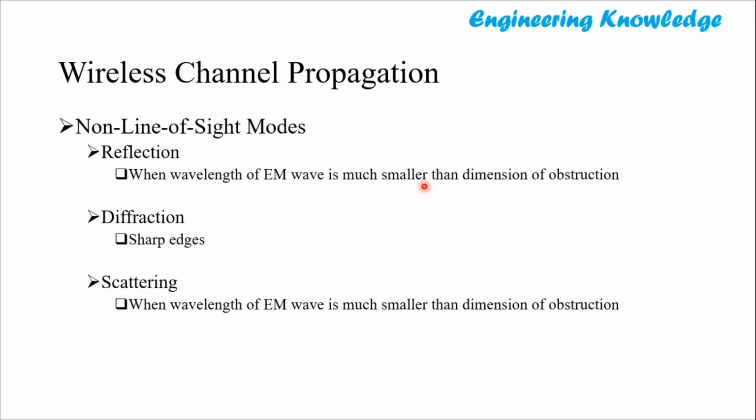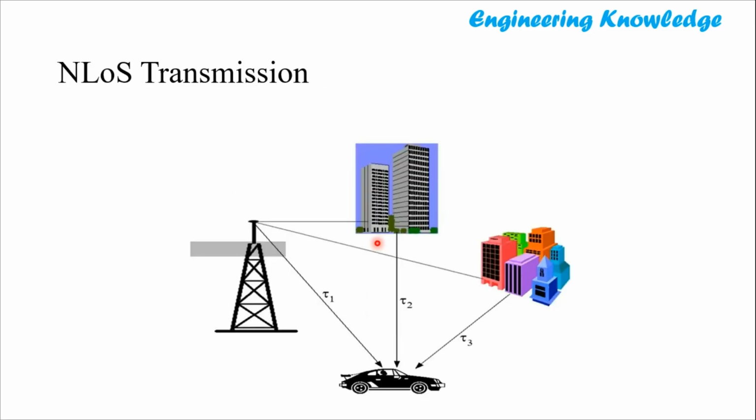When the wavelength of the EM wave is smaller than the dimension of the obstruction, it becomes reflection. Lambda will be C upon F, where F is the operating frequency, C is the speed of light. So when the wavelength lambda of the EM wave becomes smaller than the dimension of the obstruction, it becomes reflection, then diffraction. When the signal impinges on the sharp edges of any corner of the table, any corner of the door, then through that also the signal comes. That process is called diffraction, and scattering is when the vice versa of this takes place, when the wavelength becomes larger than the dimension of the obstruction. So this is how non-line of sight transmission takes place.